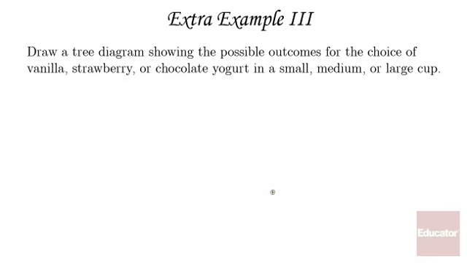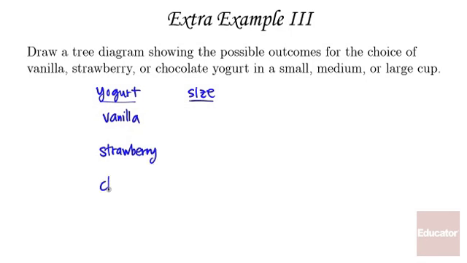Okay, the next one. Draw a tree diagram showing the possible outcomes for the choice of vanilla, strawberry, chocolate, yogurt in a small, medium, or large cup. Okay, so first event is going to be the yogurt. And then the second event is going to be the size, type of cup, right? So yogurt is going to be either vanilla, strawberry, or chocolate.